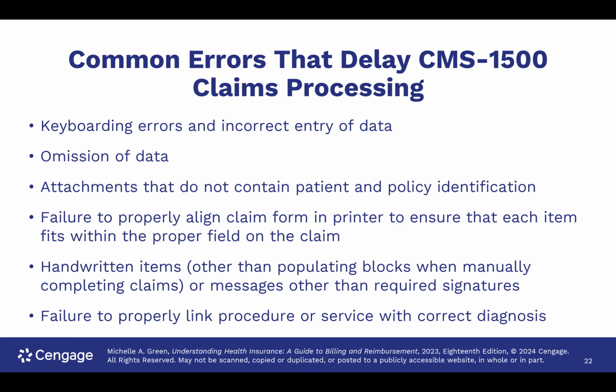If we have attachments that don't have patient and policy identification, we have handwritten items other than populating the blocks where the OCR software works, right? We have failure to link procedures or services with diagnosis. Remember, CMS is expecting anything that we do to be mapped to a diagnosis, or if not a full-fledged diagnosis, certainly a sign or symptom, one of those R codes that you'll learn more about, as they start with the letter R in the chapter that deals with coding signs and symptoms.